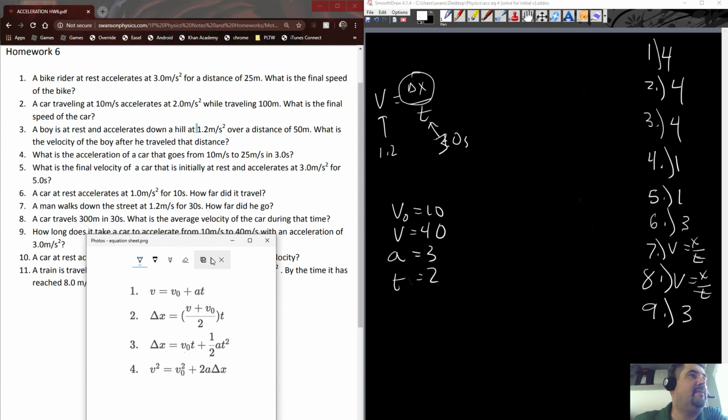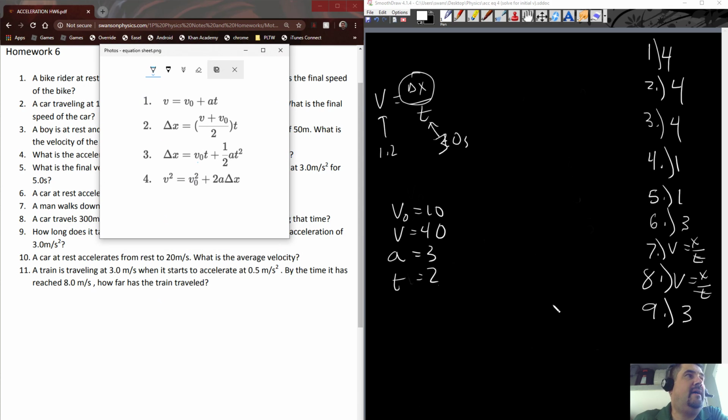Then we're going to number 10. A car at rest accelerates from rest to 20 meters per second. What is the average velocity? That's kind of a trick question, but I will tell you that it's this thing right here. Do you guys see this? This is technically the no acceleration, correct equation right here.